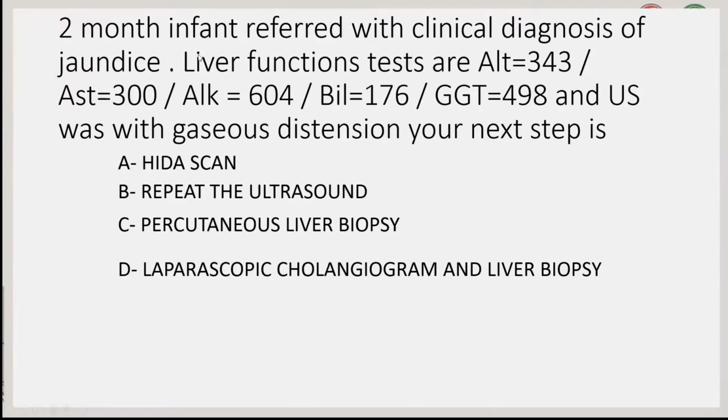A 2-month infant referred with the clinical diagnosis of jaundice. The liver function tests are, transaminases are elevated, almost 4 to 5 times the normal level, unit per liter, and also the alkaline phosphatase and the bilirubin.